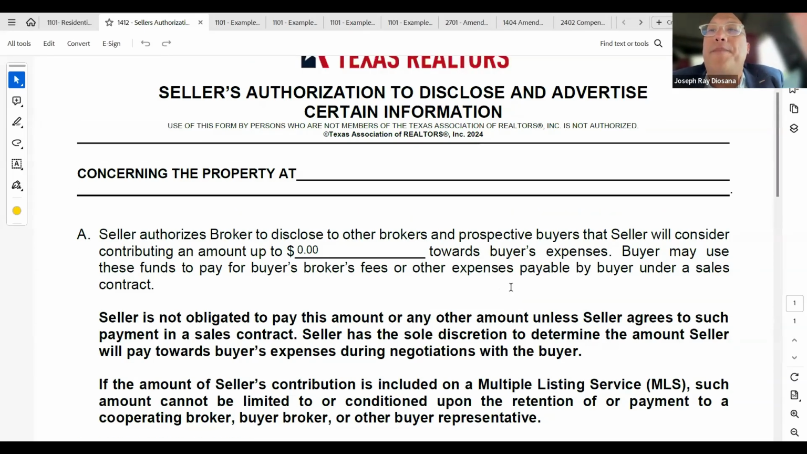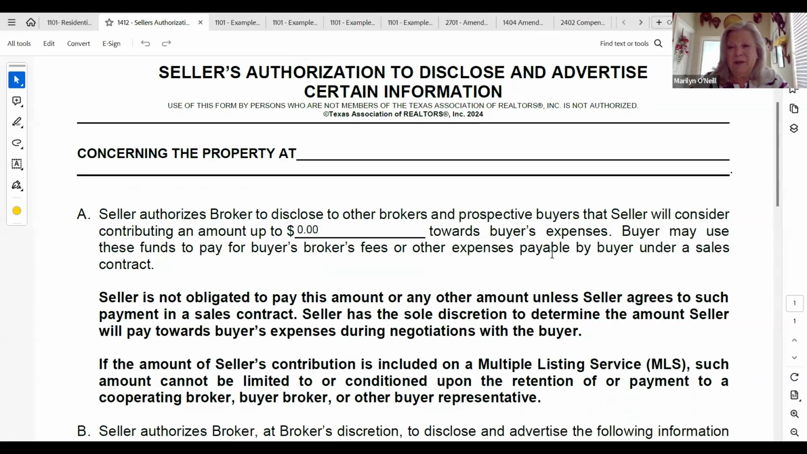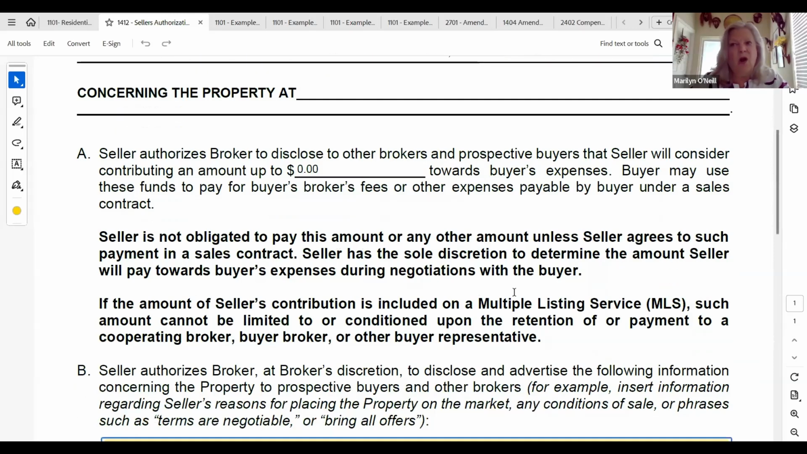decision on that, right? Yeah, in this TXR 1412 that they changed specifically for this, it gives an area where the seller will give you permission to disclose what they might consider, but they are not bound by it. And it says it all in bold and everything. Perfect.